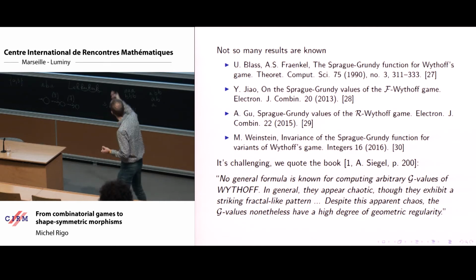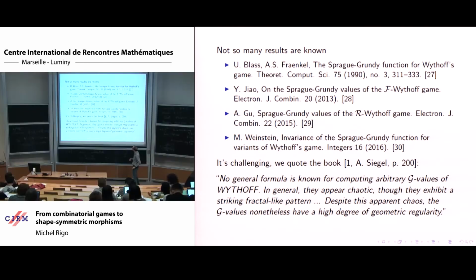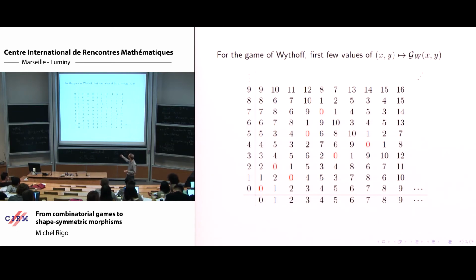So I just quote a part of the book I showed you yesterday, one of the 3 main references, let's say, in combinatorial game theory, the book by Siegel. And he said the following: no general formula is known for computing arbitrary g-values of the Wythoff game. In general, they appear to be chaotic, though they exhibit a striking fractal-like pattern. And so it seems very hard to say a lot of things about this quite simple table.